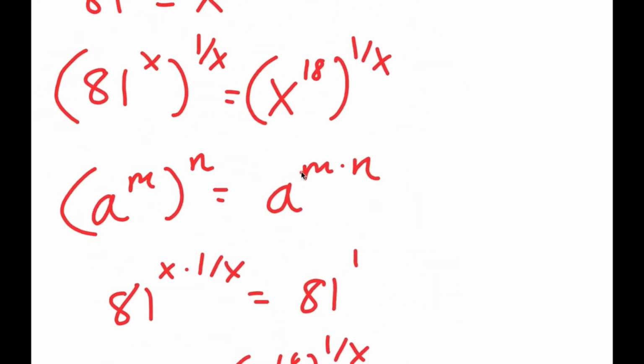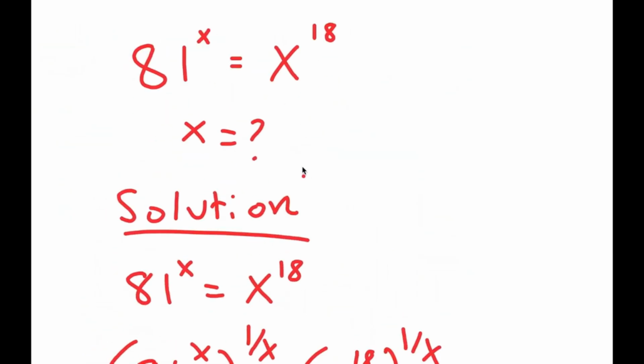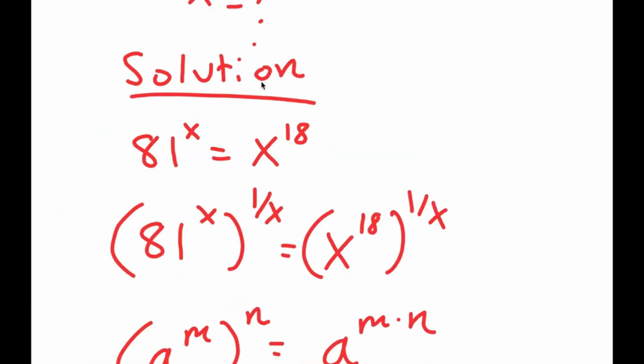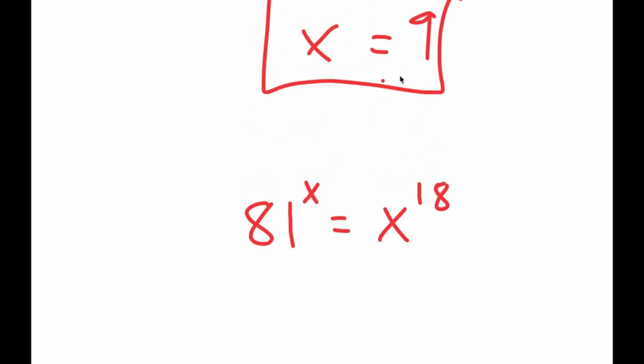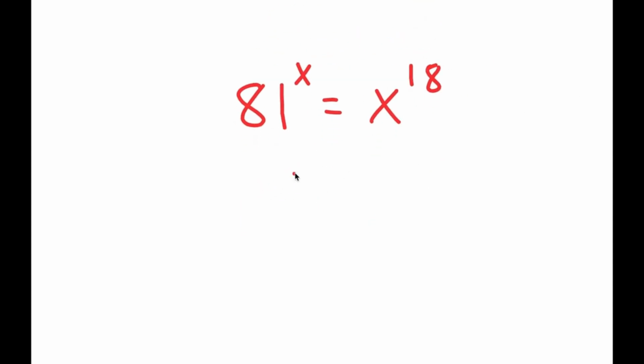So now, going back to the original equation, let's go ahead and check if this is right. So I have 81^x = x^18. So x is equal to 9. So if I plug in 9 for x, I get 81^9 = 9^18.